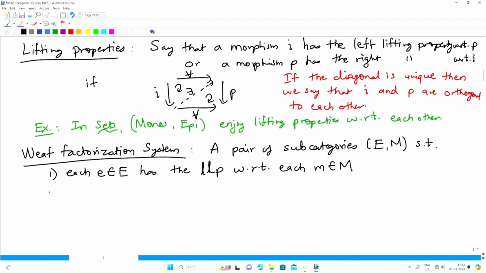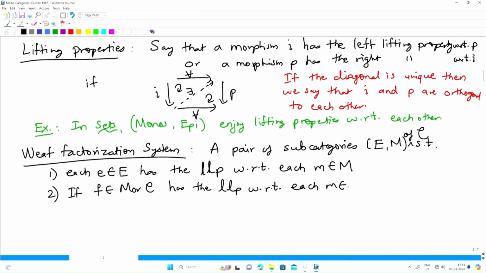Then the second thing, subcategories I should say of C, where C is the category that is given. If F in morphisms of C has the left lifting property with respect to each M in M, then F actually belongs to E.